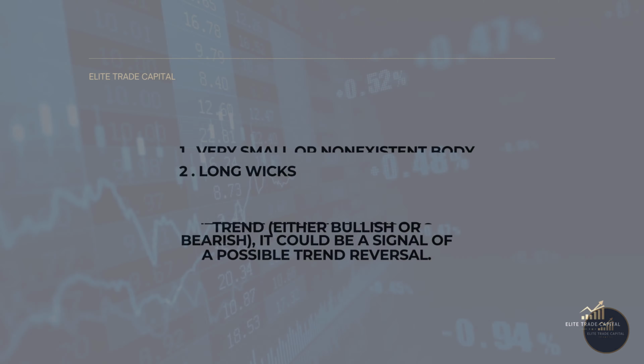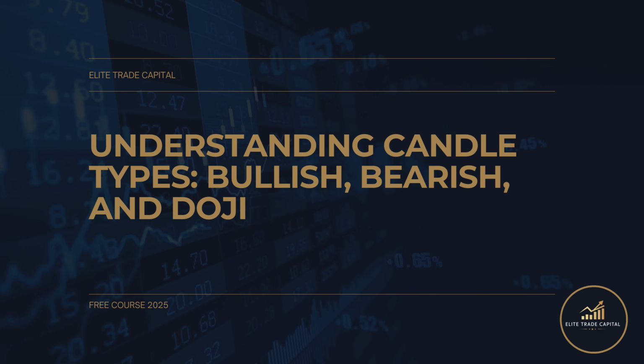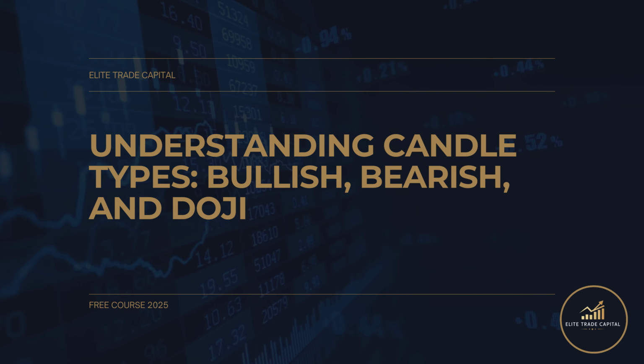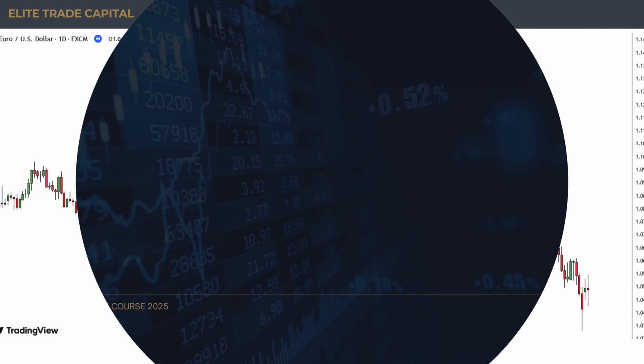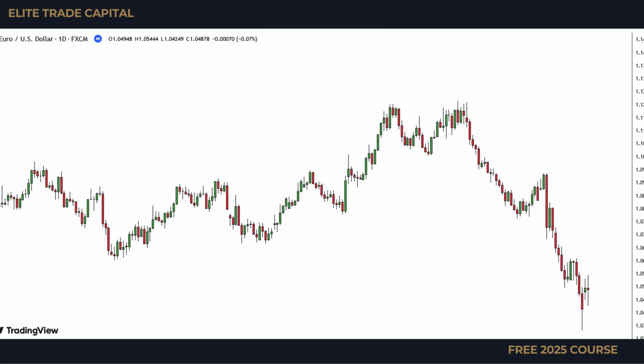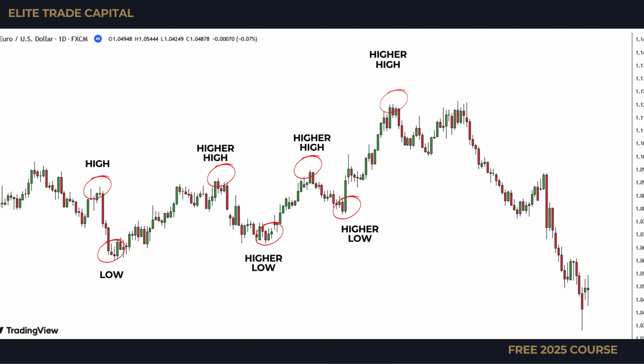Now that we have covered the basics of candlestick patterns and the anatomy of a candle, let's move into understanding how to identify a bullish or bearish trend. A bullish trend is a market situation where prices tend to go up, often driven by increasing demand or optimism. We identify a bullish trend when each high and low is higher than the previous one, so we are seeing a bullish trend.